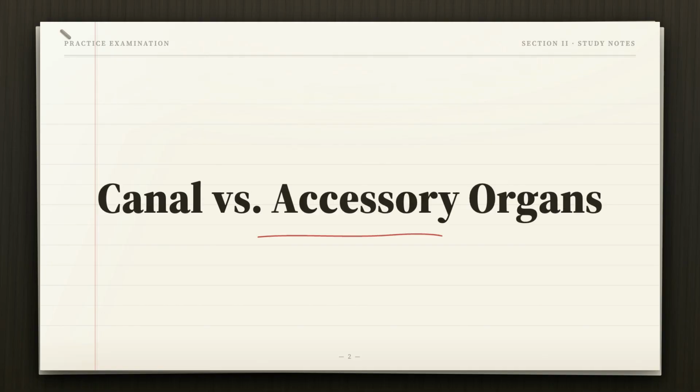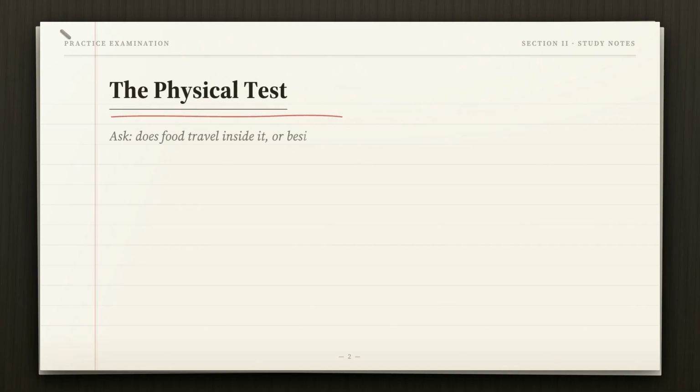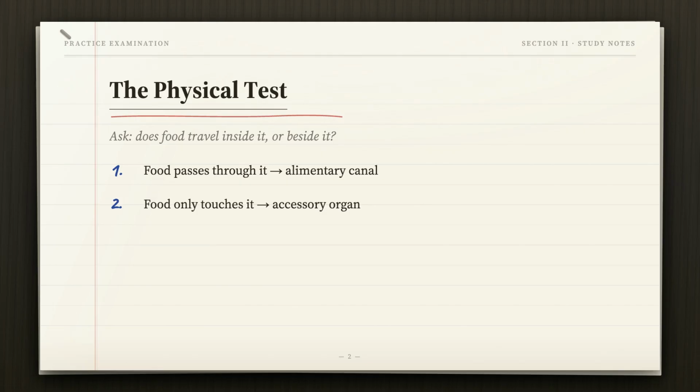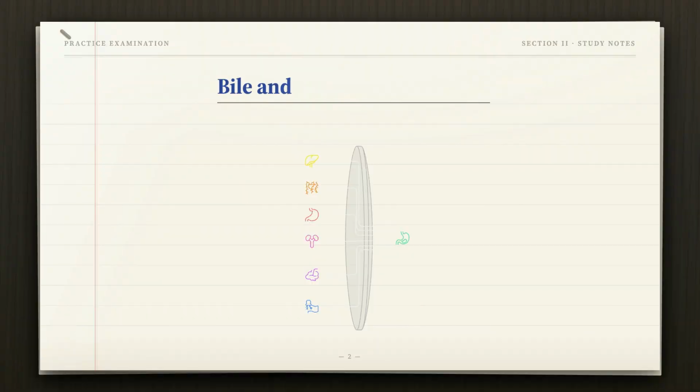The line between the alimentary canal and the accessory digestive organs is not about function, but about one simple physical test. If a swallowed bolus travels through the inside of a structure, that structure is part of the canal. If a structure only contributes a secretion or a mechanical push from outside, it's accessory. This split exists because a tube built to transport and resist abrasion is poorly suited to also running delicate chemical manufacturing. The plumbing makes the concept visible.